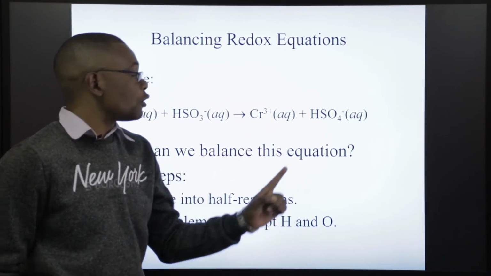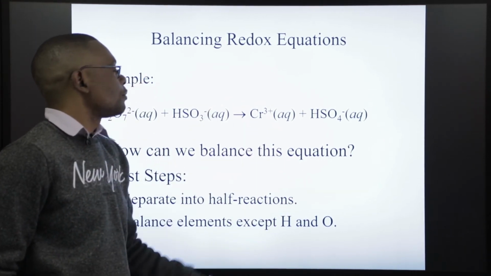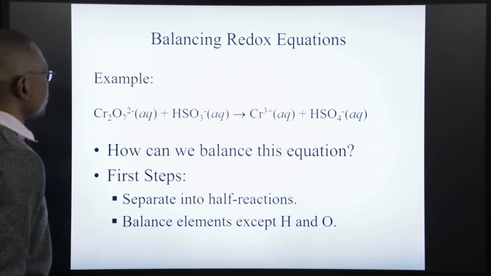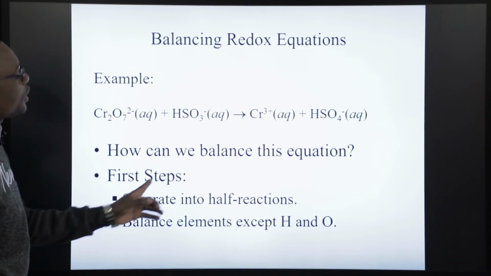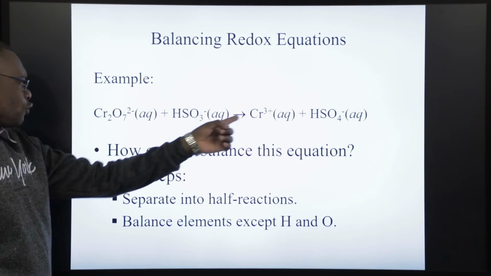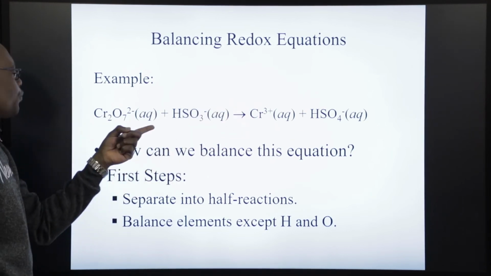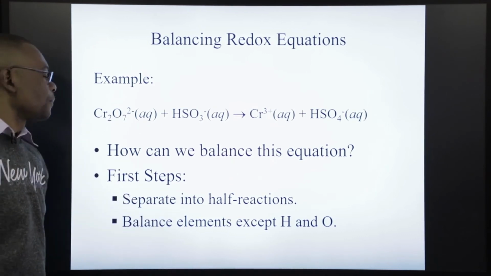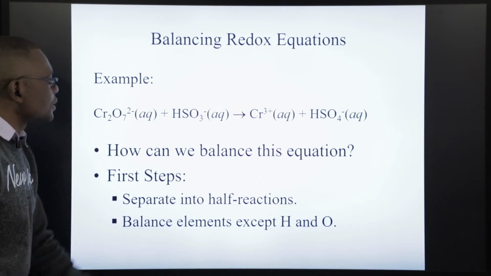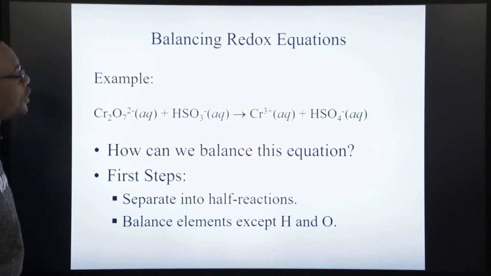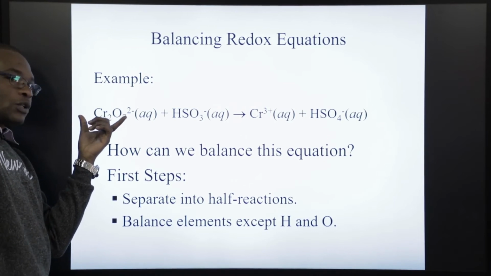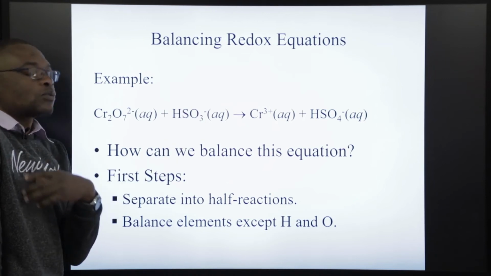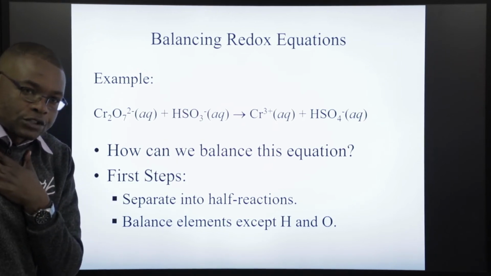But the final product of this species is such that the chromium changes to 3 plus, and we still have our hydrogen sulfate. So the question is, how can we balance this equation? Because obviously this is not balanced. Where are the electrons coming from? Where are they going? How, when, and where? So the first step, you need to separate half reactions. This is going to undergo a reduction process, while this is going to undergo an oxidation process.